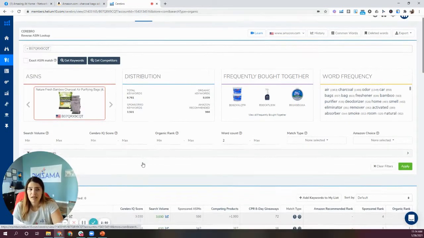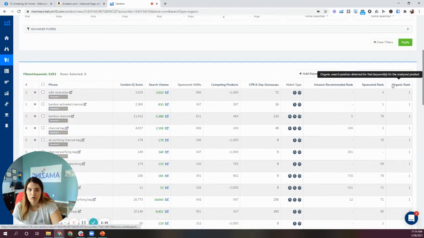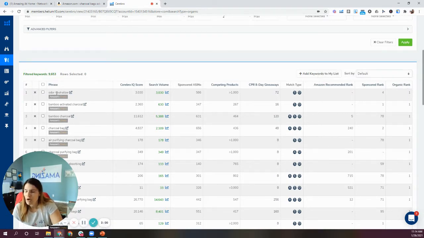And we may discover that the keywords they're ranking organically for, so over here in the organic rank column, look at that, odor neutralizer. So there's an Amazon's Choice badge for odor neutralizer. It has a decent amount of search volume. Their sponsored ad rank is 4, and their organic rank is 1. So, wow, we didn't even think. We were just thinking bamboo charcoal bags, right? Let's look at what else they're ranking for.